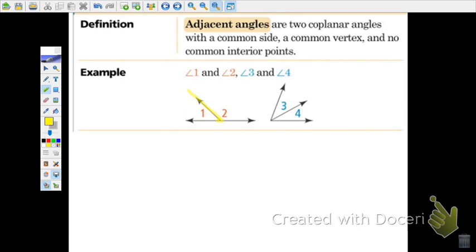Okay? So when you read that definition, it seems confusing. If you think about what the word adjacent means, next to. These two angles are next to each other. They're touching. They share that common side. Same thing with angles 3 and 4. They are adjacent angles.